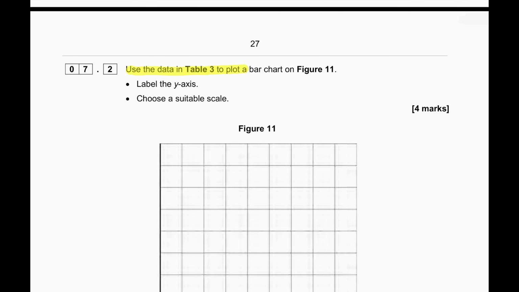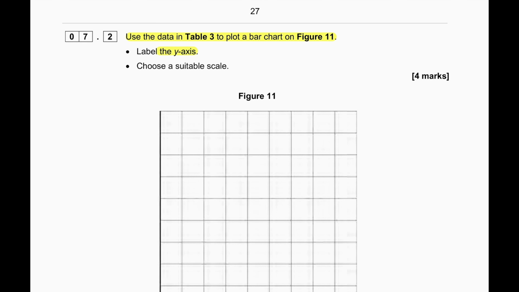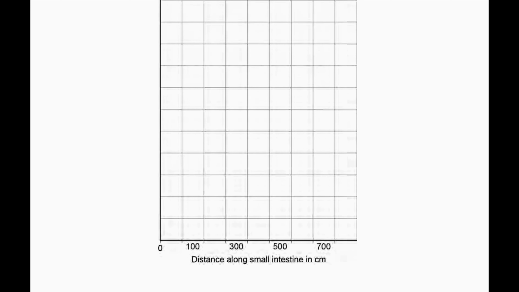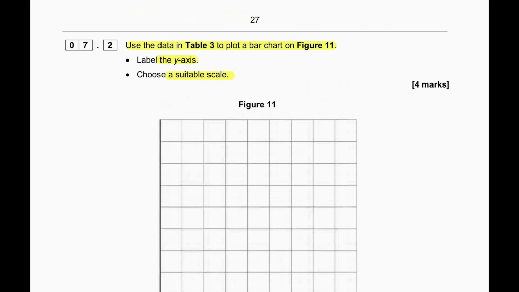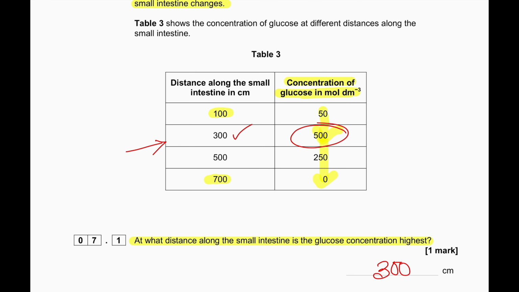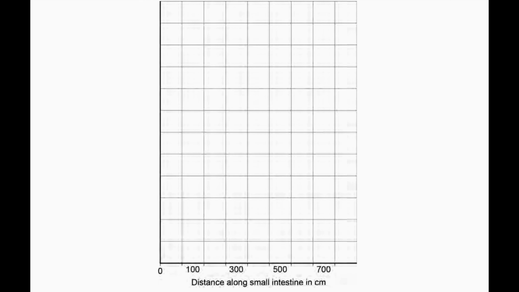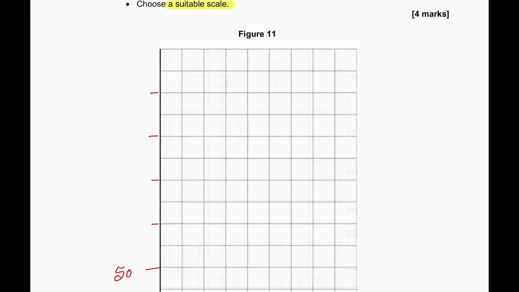Use the data in table 3 to plot a bar chart on figure 11. We have to label the y-axis and choose a suitable scale. So the x-axis is done for us, the distance along intestine in centimeter. Now, we need to look back at this particular table. In the table, the concentration ranges from 0 and the maximum is 500. Then we will go back to the graph and see that, let's say if 2 boxes equals 50, then we have 100, 150, 200, 250. That means we cannot reach 500 here.